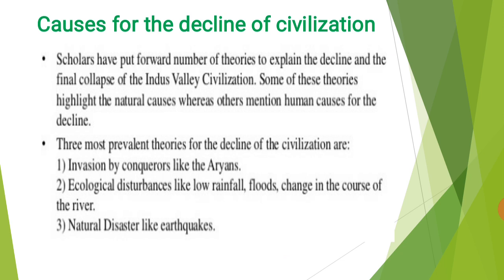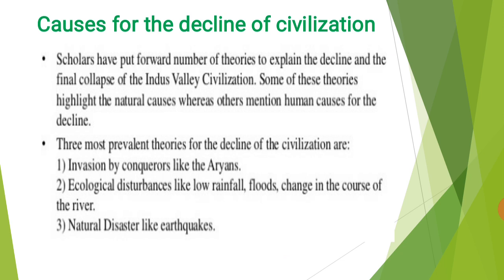Once again I'll repeat. Invasion by conquerors like the Aryans, ecological disturbances like low rainfall, floods, change in the course of rivers, or natural disasters like earthquakes. These are the three important theories related to the decline of the Indus Valley civilization. Children, did you understand? Don't you think it is an interesting lesson? If you want more information, you can refer to books and learn more about the Indus Valley civilization.